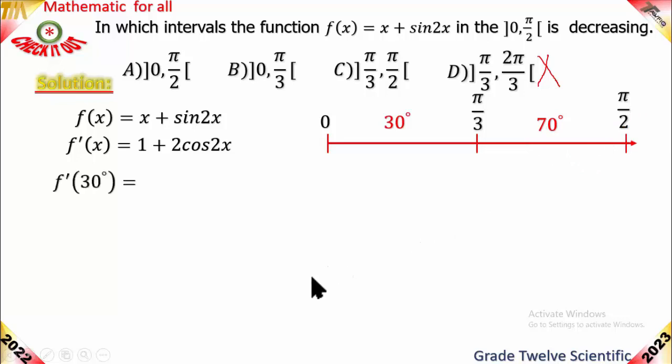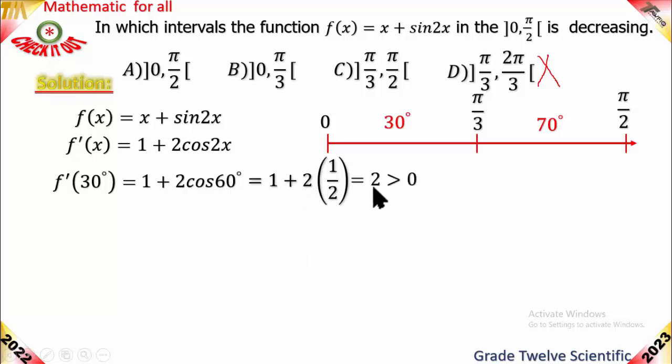And now replace 30 in the derivative. That means 1 plus 2 cosine of 2 times 30, which is 60, equals 1 plus 2 times cosine of 60, which is 1 over 2. Cancelling 2 with 2, then it becomes 1 plus 1, which is equal to 2. Because it is bigger than 0, that means here it is increasing. And because from 0 to pi over 3 it is increasing, that means it is decreasing from pi over 3 to pi over 2.